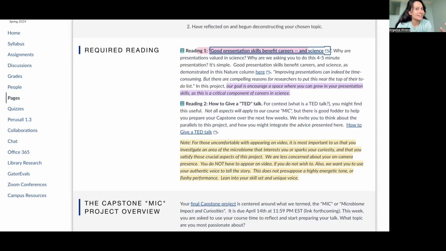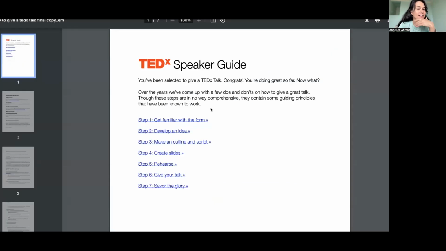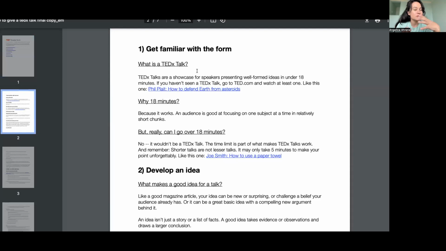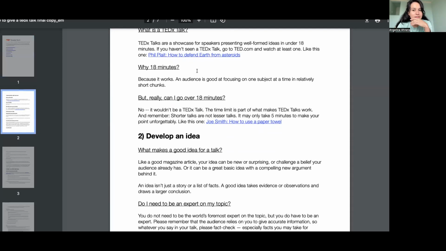And even though we're not giving TED Talks in this class, the reason why I highlighted this is there are a lot of parallels here. So I just want to walk through this a little bit with you so we can see where are the parallels with the course.